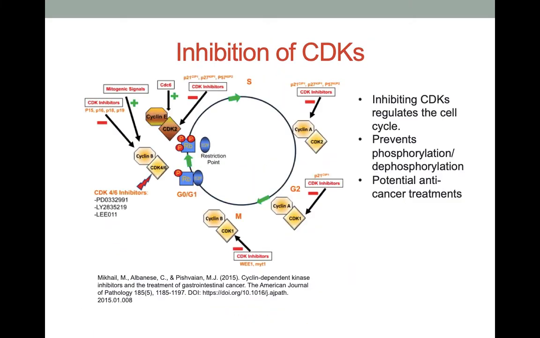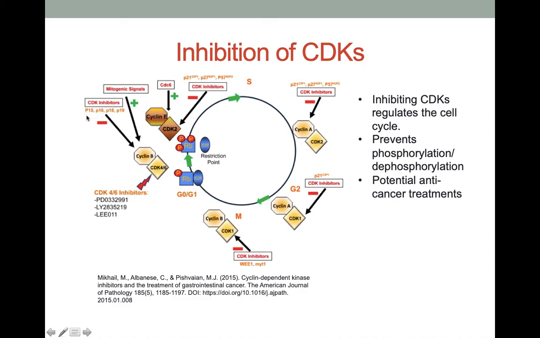Okay, the last way we regulate it is through inhibition of CDKs. Different CDK molecules have different inhibitors that can bind to them and inactivate them at various parts in the cell cycle. According to McHale, Albanese, and Pishvaian in 2015, CDK4 and 6 inhibitors include the molecules PD0332991, LY2835219, and LEE011. I know those names don't mean a whole lot to a lot of people, but we can see that here. So it inhibits these, which affects this part of the cell cycle.